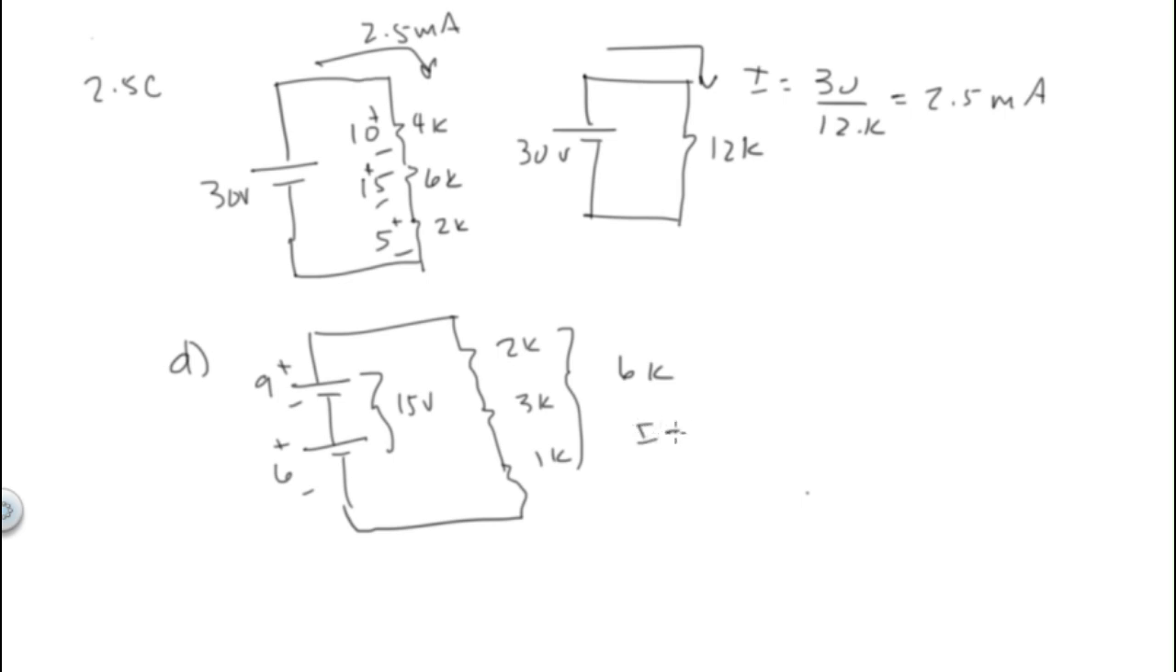What's my I? It's V over R, or 6K. What's 15 divided by 6? Another 2.5, right? Popular number today. 2.5 milliamps. So I have 2.5 milliamps steaming around that corner. Now I can go back, multiply 2.5 times 2, or it's 5 volts, plus or minus. Times 3 is 7.5, right? And 1 is 2.5. You add these three up, and you get 15, which is exactly what you do. So that gives you the answer to 2.5D.